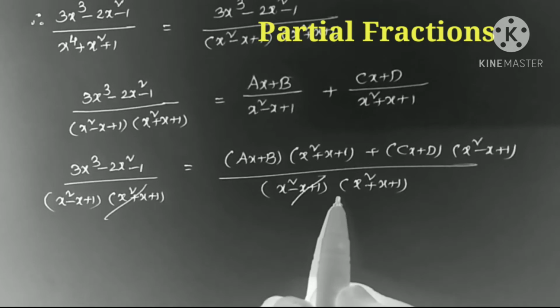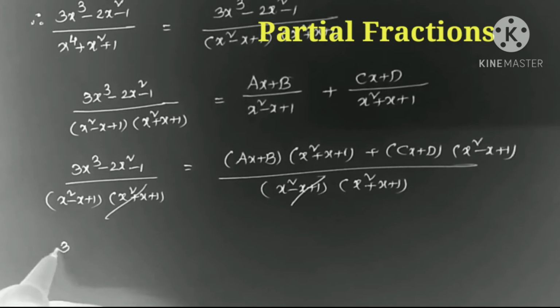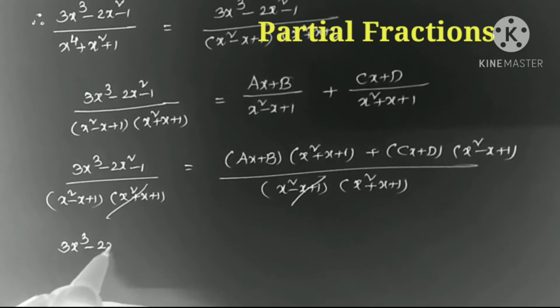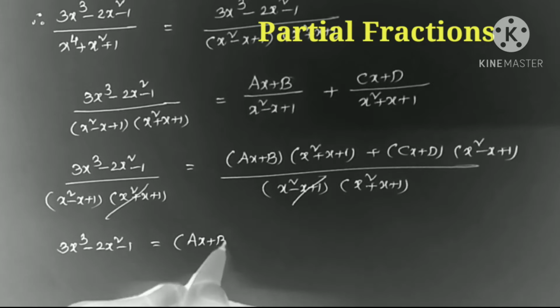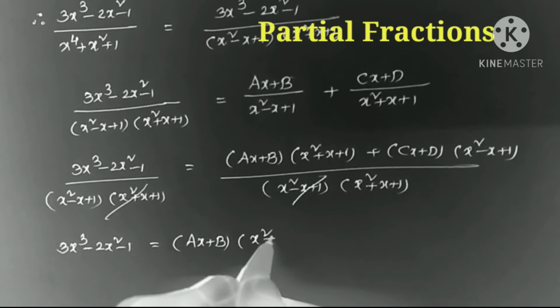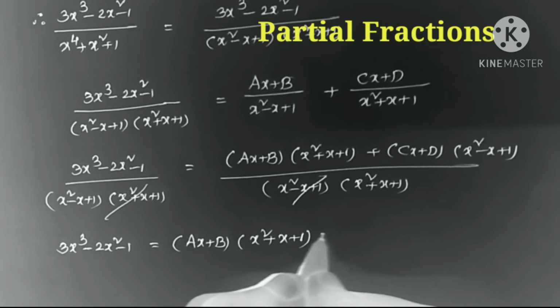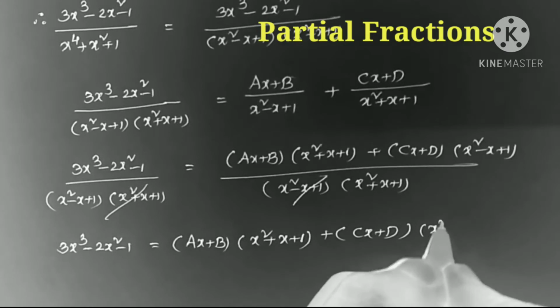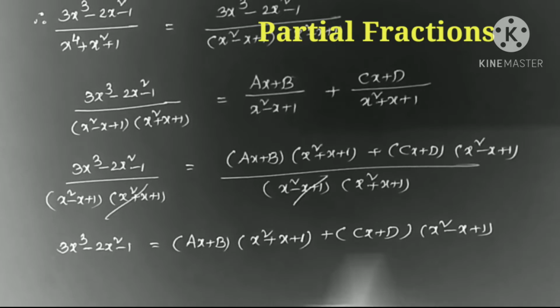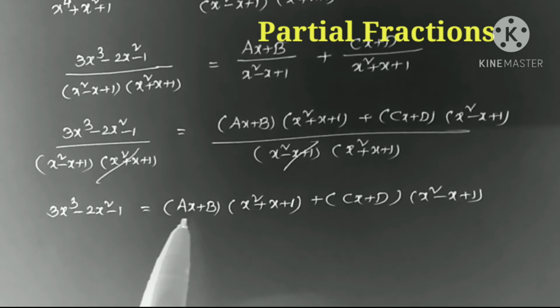Now here the denominators are cancelled. Taking the remaining values, 3x³ − 2x² − 1 is equal to (ax + b)(x² + x + 1) + (cx + d)(x² − x + 1). And here there is no possibility to substitute any value of x to find the values of the constants. So directly we take the product of this equation and do the comparison.